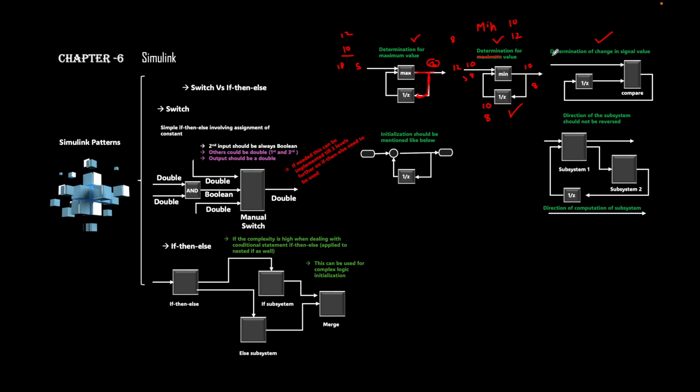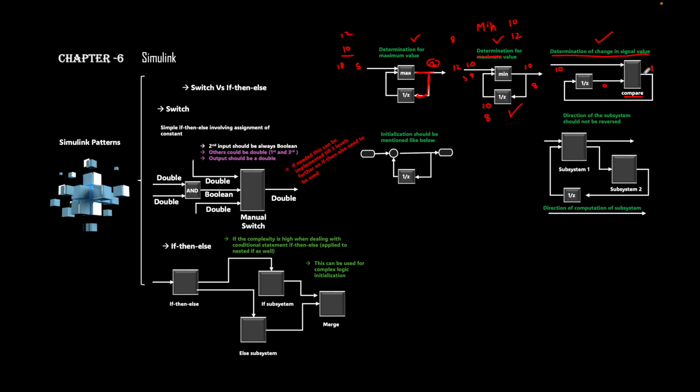So coming to the determination of change, in this case, the signal value, if it is changed, then it will be detected, and whenever there is a change, the output will be logical 1, as this is a compare block, and you will get a compare out. Suppose at the sample time 1, this value is 10, and your initial value for this signal is 0, so you will have no input change.